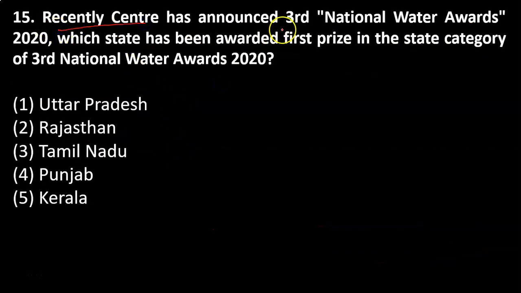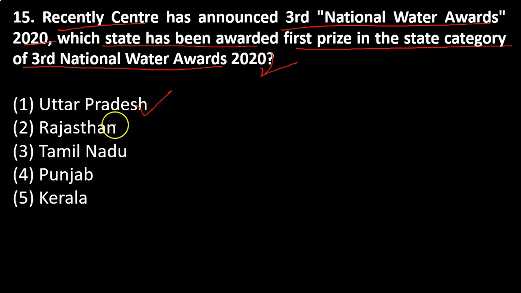Recently, the Centre has announced the third National Water Award 2020. Which state has been awarded first prize in the state category of the third National Water Award 2020? Your options are UP, Rajasthan, Tamil Nadu, Punjab or Kerala.